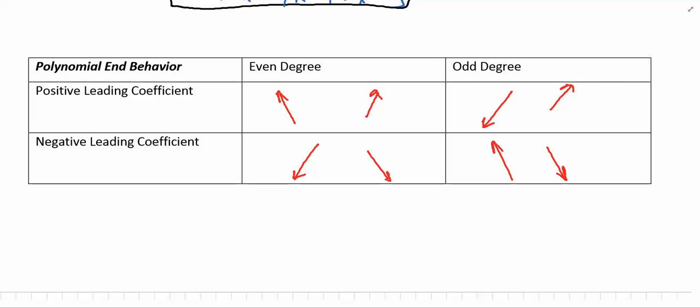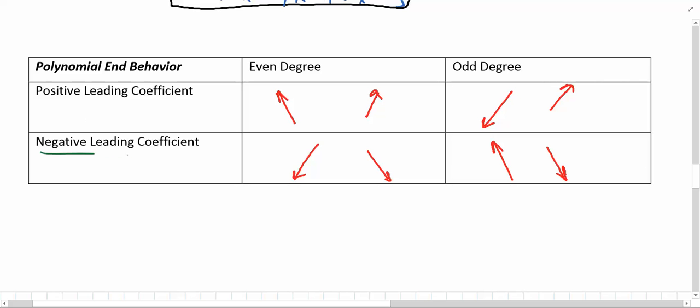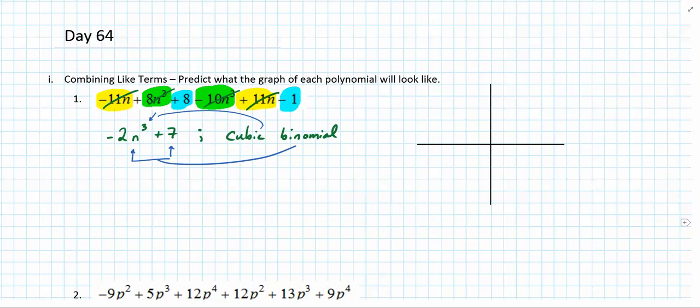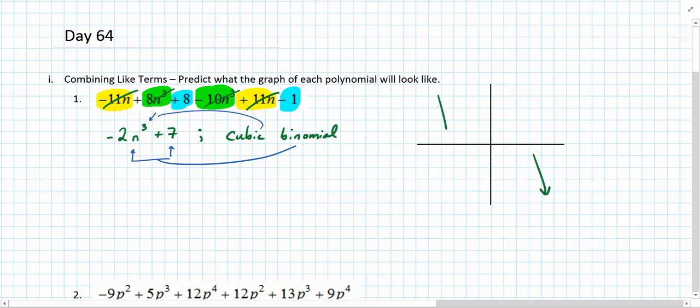Now in our problem today, or this first example, we have a negative leading coefficient because it starts with a negative 2 as our leading coefficient, and we have an odd degree. So when we have an odd degree along with a negative leading coefficient, these are the directions of the tails that the graph would produce. So I know that if I were to predict what the graph looks like, I'm going to draw one tail that points down and to the right, another tail that points up and to the left.